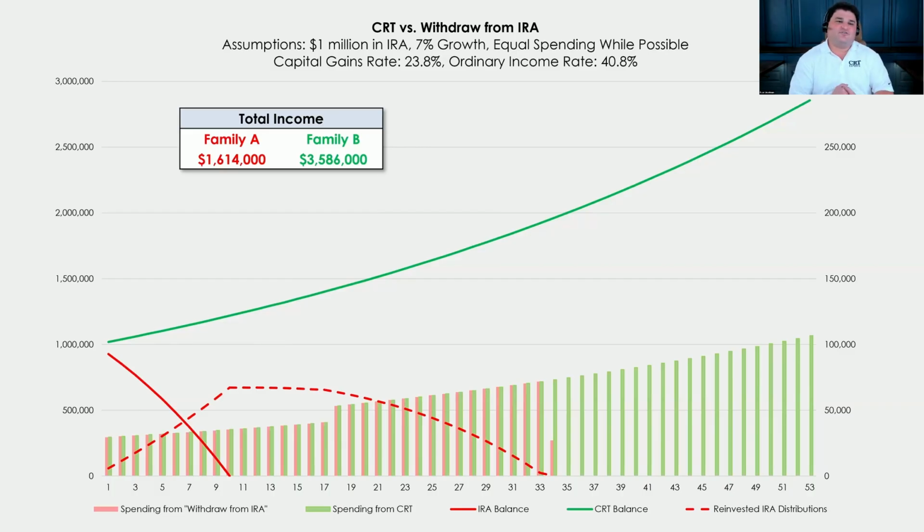As I mentioned earlier, this is just not a fair comparison. That immediate tax hit on the IRA is just too much for that strategy to overcome when it's put up against a CRT that's maintaining the IRA assets in a tax-free environment.